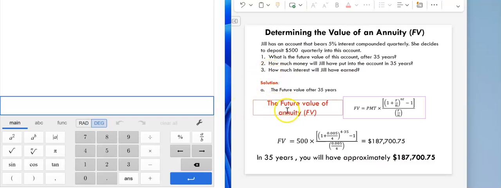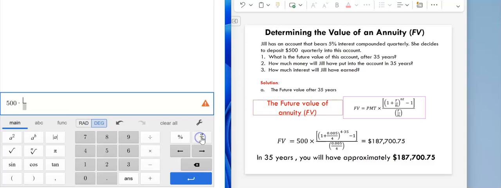So here's the formula for the future value of the annuity I mentioned before. I'm going to put the values of PMT and n in the formula, and I calculate using this scientific calculator. So I start with the PMT. PMT represents the periodic deposit, which is 500, as I mentioned before. I put 500 and times here.